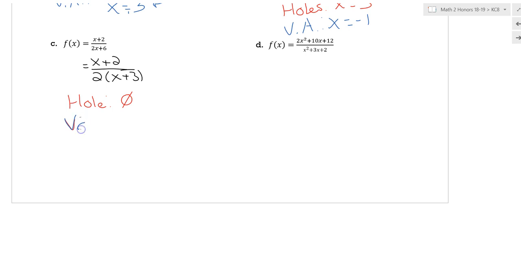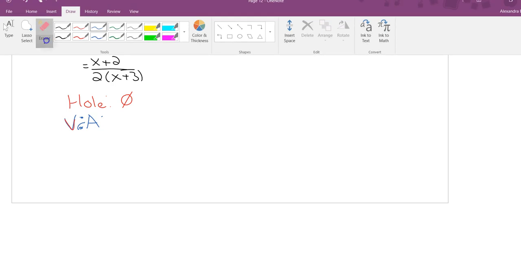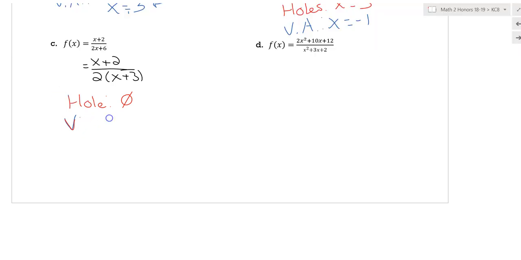Vertical asymptote. Got it. Again, there's this 2, which is a factor, which doesn't do anything. There's no way to solve for x. And then x plus 3, so x equals negative 3. There's a lot of 3's in these problems.